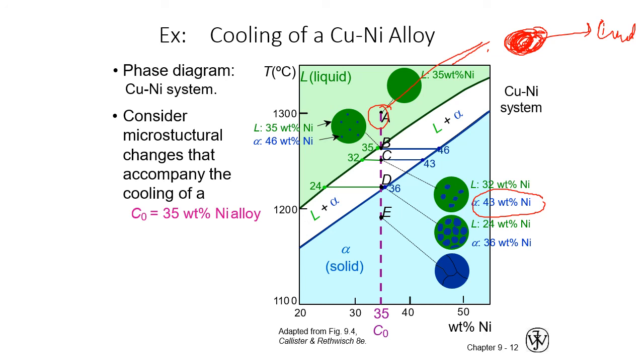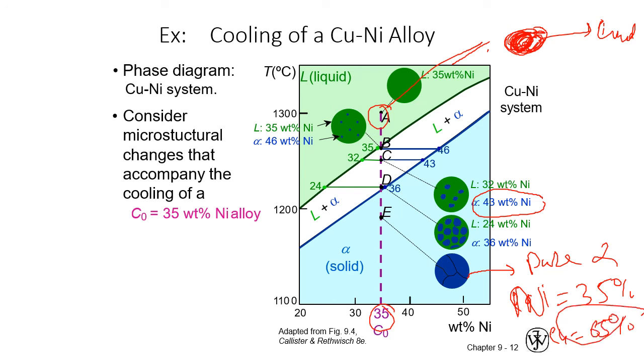But if you move to point D, then you will notice that almost all of the liquid becomes solid, and when you reach point E, it is all solid, pure alpha. So it has the composition of nickel 35% here, and the copper is 100 minus 35, so copper will be 65%. So this is the final composition of the alpha.